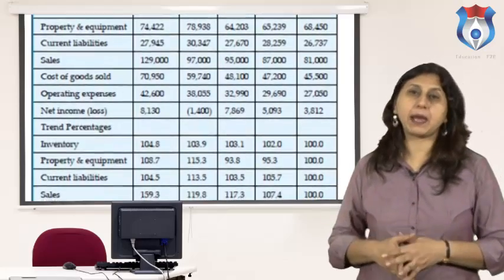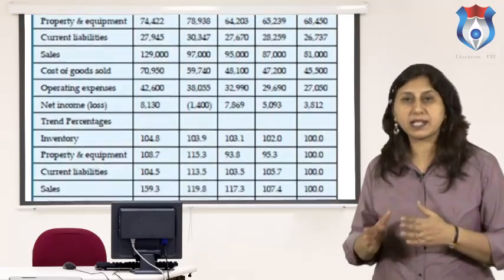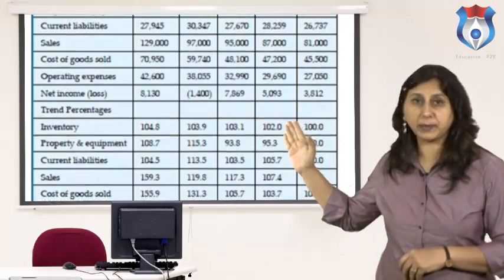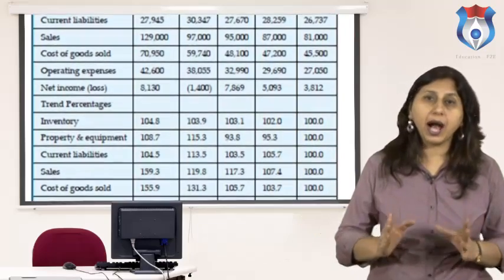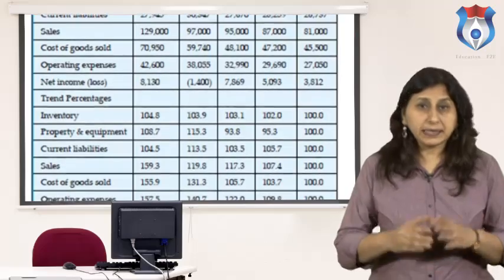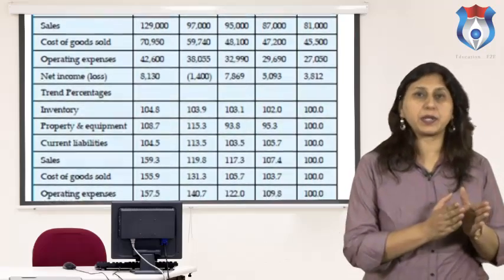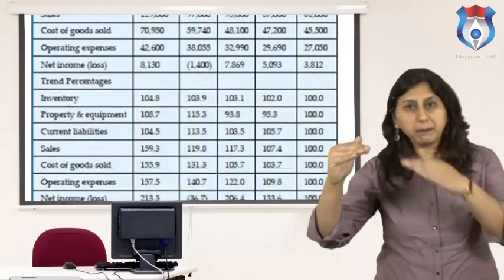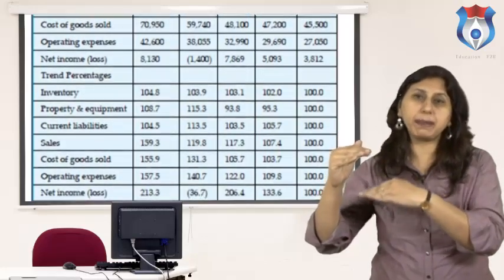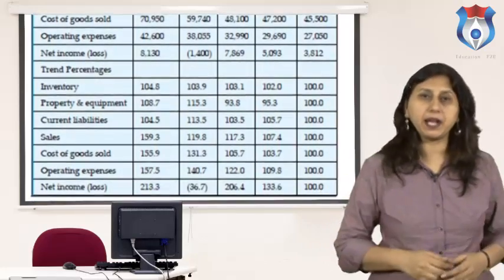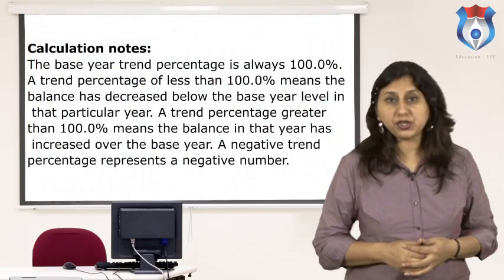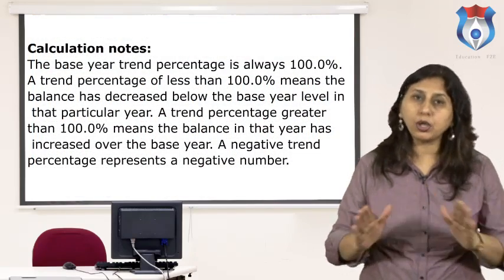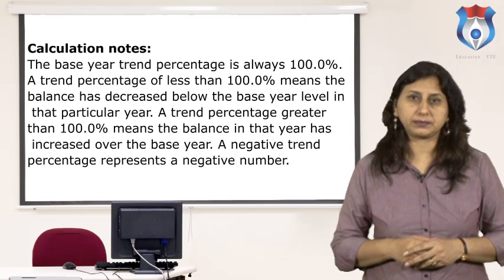In the following example, 20W7 is the base year, so its percentages, see the bottom half of the following table, are all 100.0. The percentages in the other years were calculated by dividing each amount in a particular year by the corresponding amount in the base year and multiplying by 100. Calculation notes. The base year trend percentage is always 100.0%.